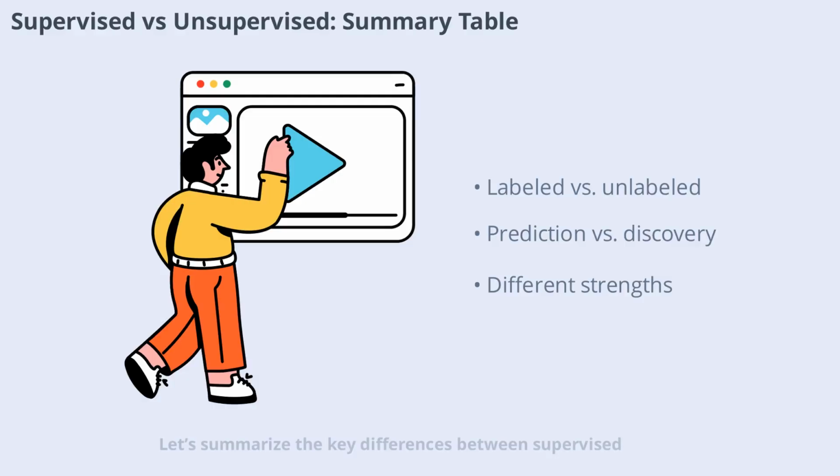Let's summarize the key differences between supervised and unsupervised learning in a simple table. Supervised learning uses labeled data and is best for prediction tasks, while unsupervised learning works with unlabeled data to find patterns. Each has unique strengths and is suited to different types of problems.